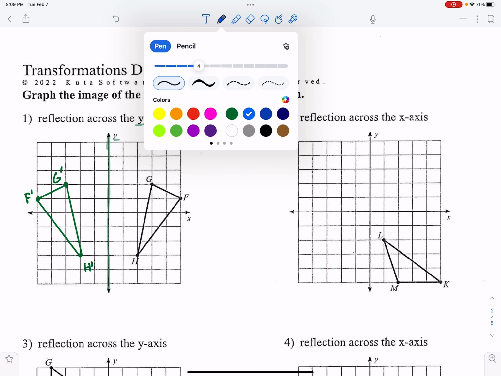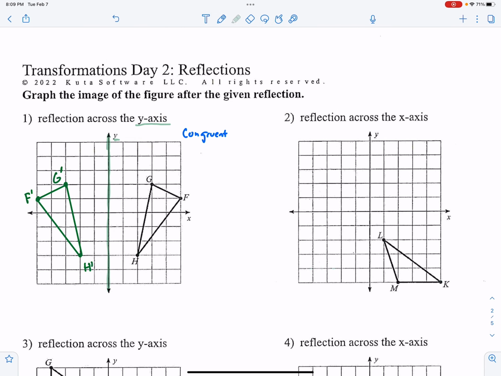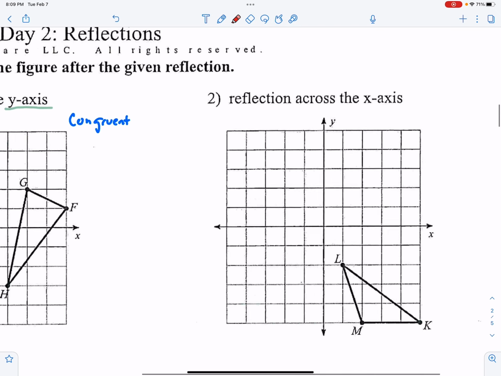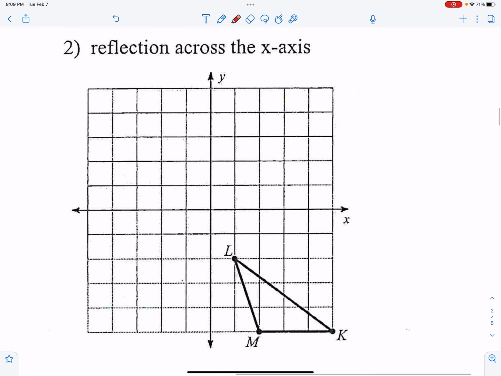Let me just do one more with you here because this is a little bit different. We are going to now reflect this triangle over the x-axis, right? The first thing you want to do is identify the mirror that you're going to reflect over. So here's the x-axis, which means I'm reflecting over this line. So this triangle is going to get flipped over here. And we do it the same way, even though it's the x-axis.